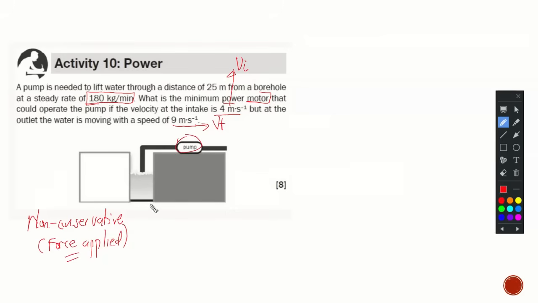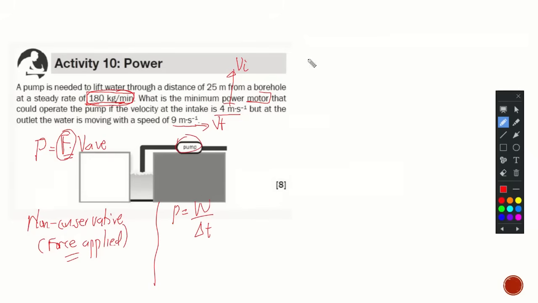If we want to apply the formula P is equal to W over delta T, we obviously need to calculate the work done. Once again, we cannot apply this formula here, mainly because we do not have the magnitude of the force applied, so we cannot calculate that. But we are given 180 kg per minute, which means from this one, we can extract the time it takes.